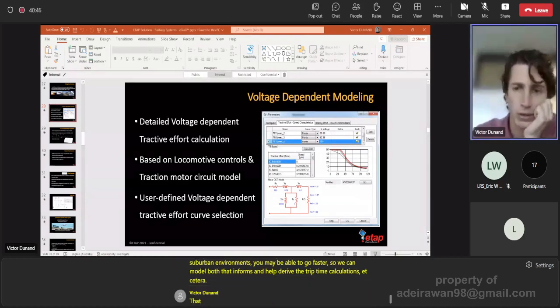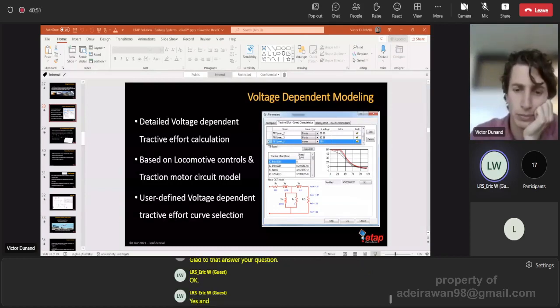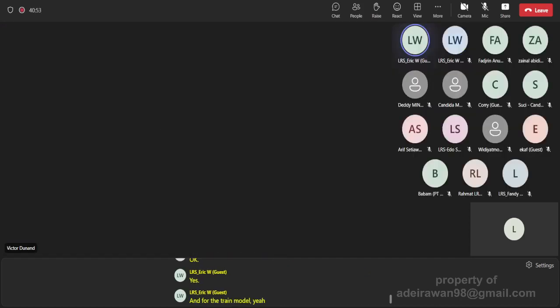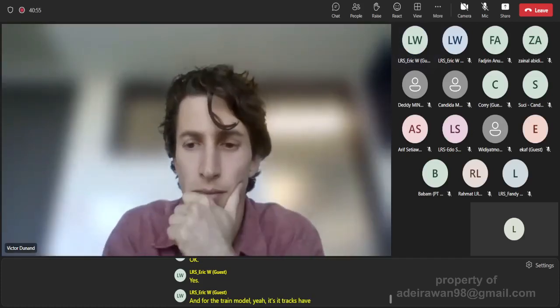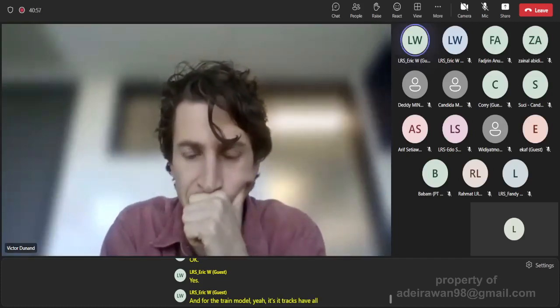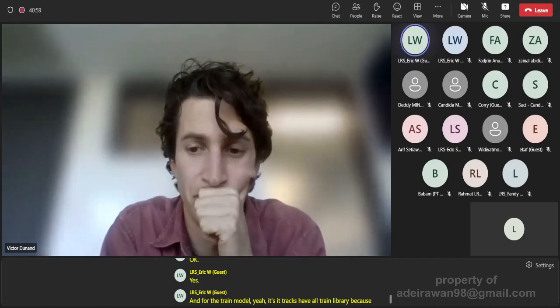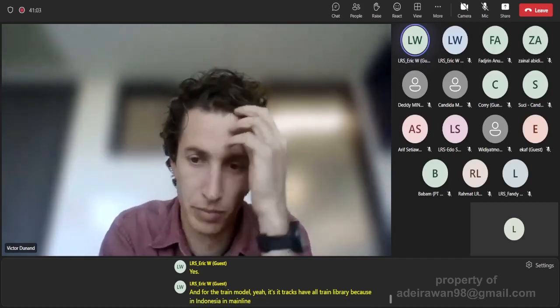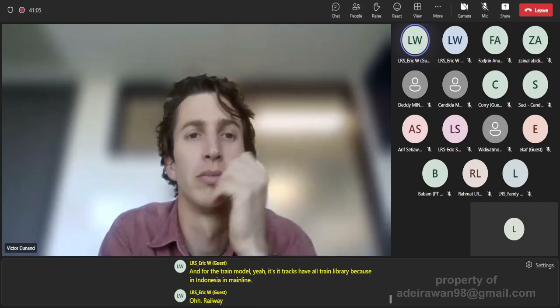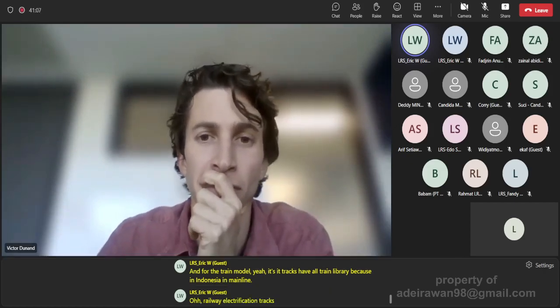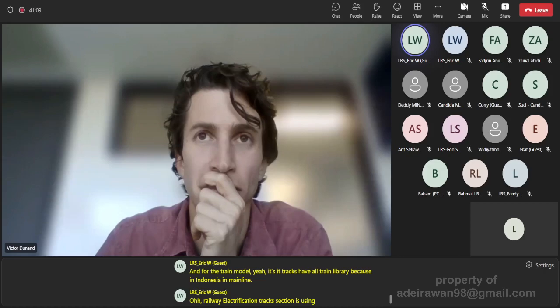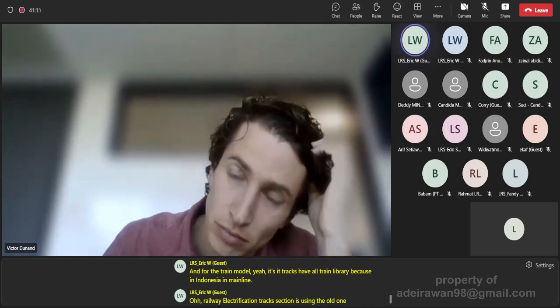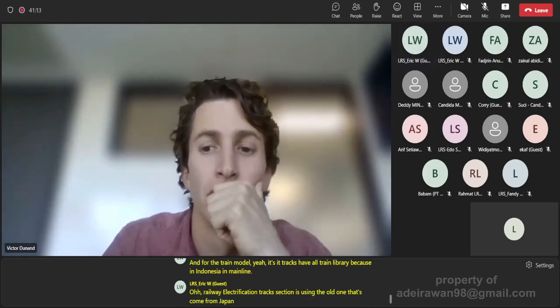Does that answer your question? Okay, yes. And for the train model, eTrucks has a train library, because in Indonesia, the mainline railway electrification tracks section is using the old one that comes from Japan.